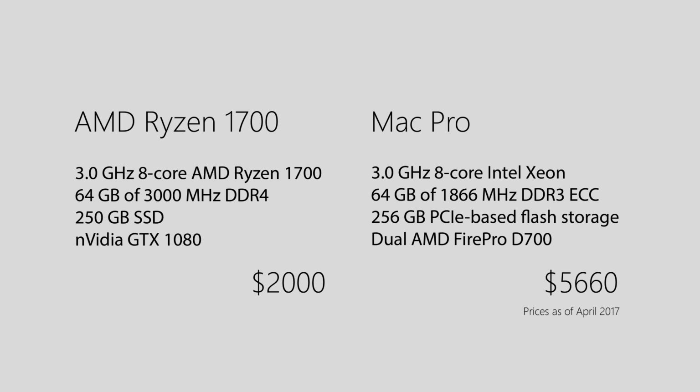Even Ryzen 1700 is still significantly faster than the 8-core Mac Pro, so it might also be a good upgrade option to finish your projects faster, under $2,000.